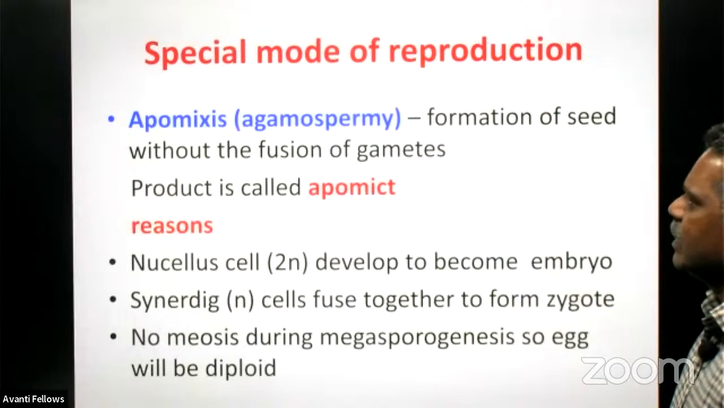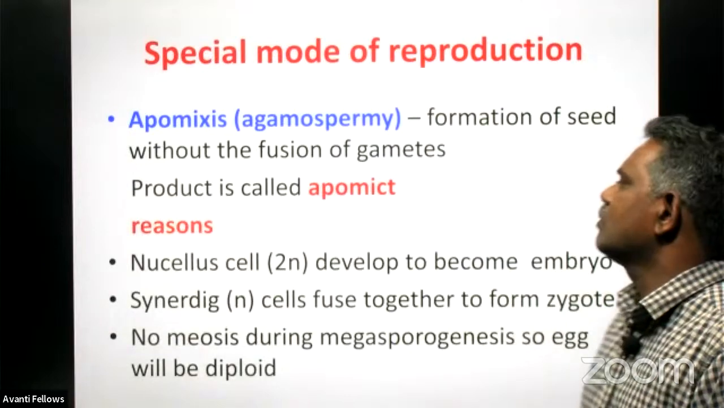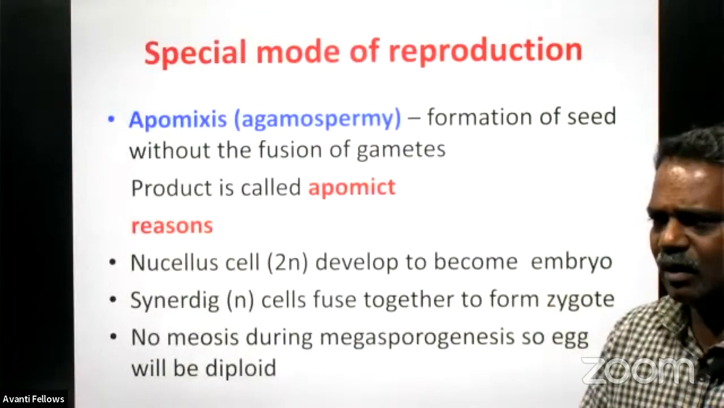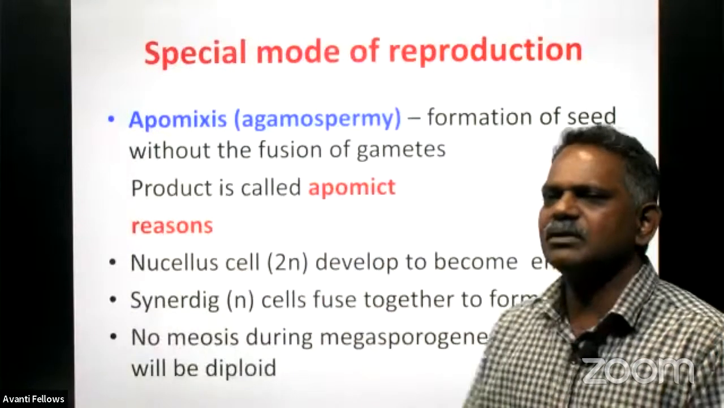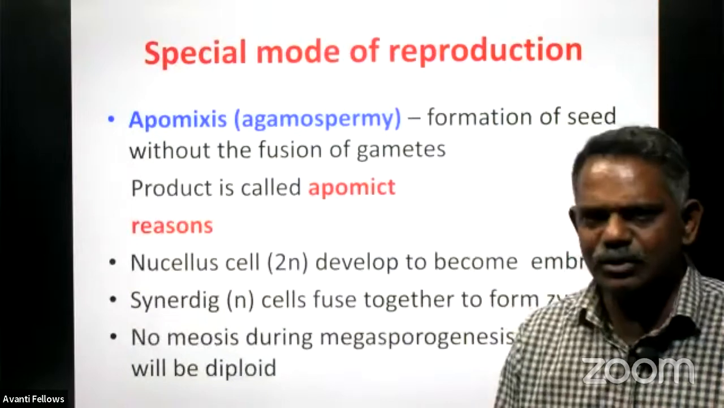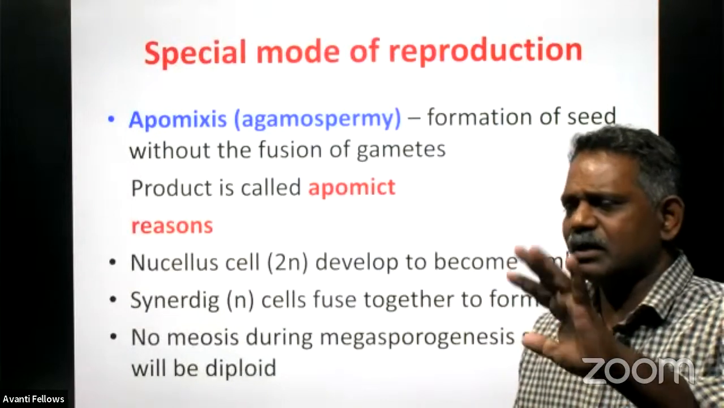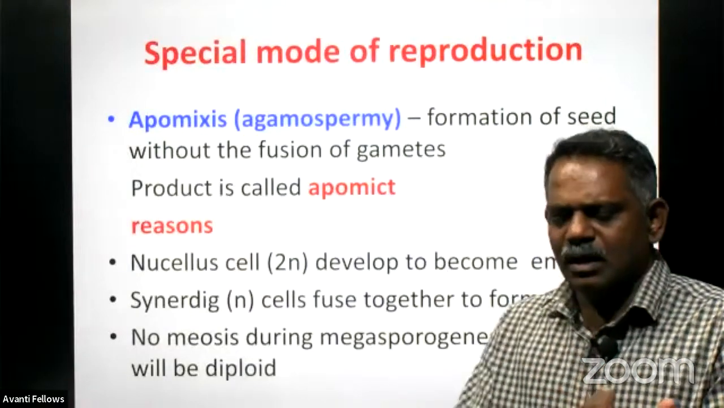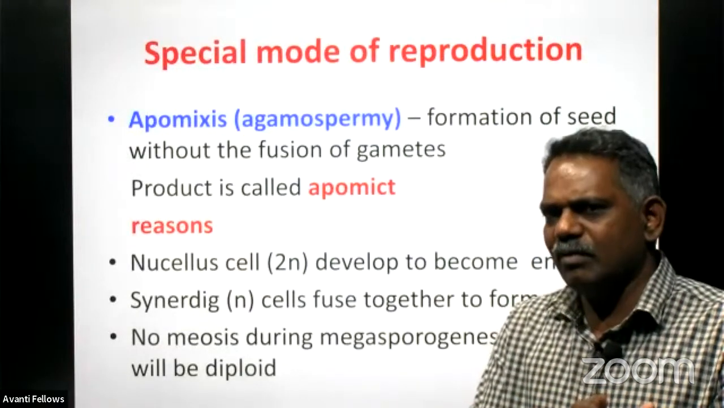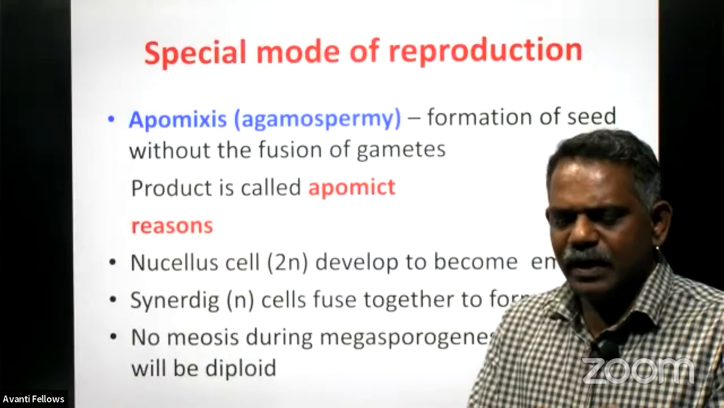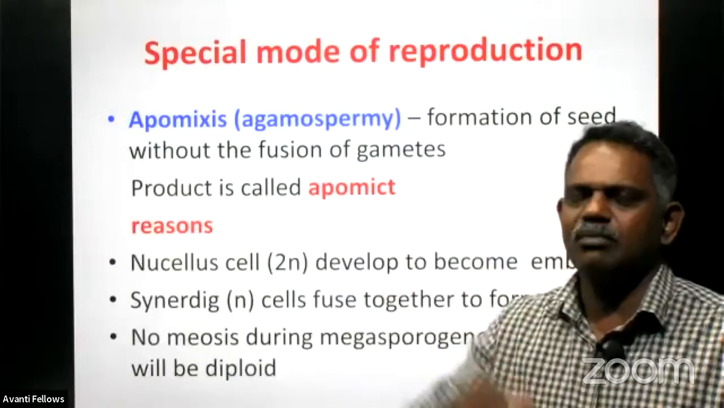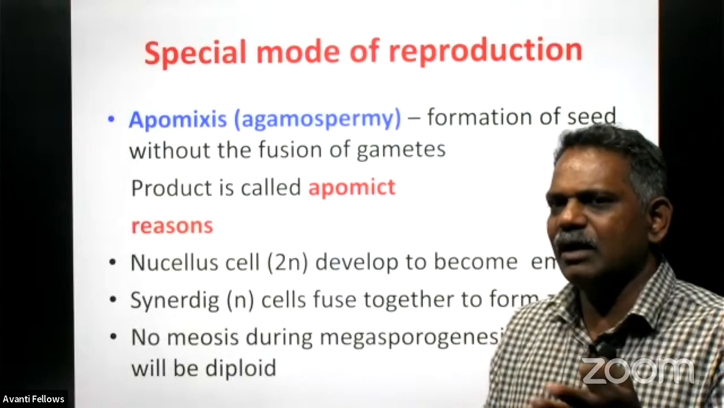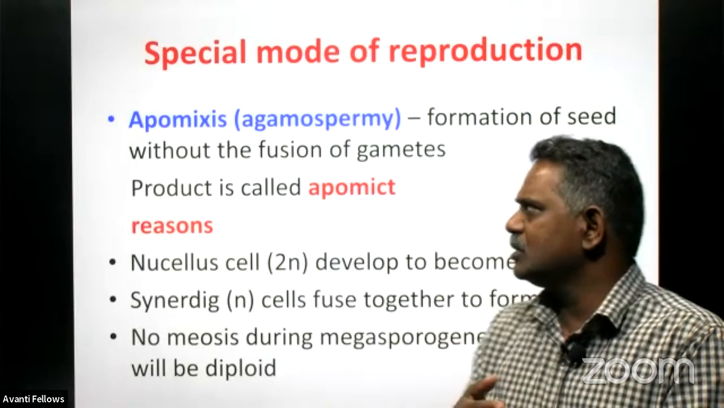Right. Then come to the special mode of reproduction. This is what the fertilization events. Now we are discussing the different kinds of events happening during fertilization in plants. We have completed the pre-fertilization events. Pre-fertilization events include formation of male gamete and female gamete, gametogenesis. Then we have seen the process of pollination and pollen tube formation. These are the three events happening before fertilization.